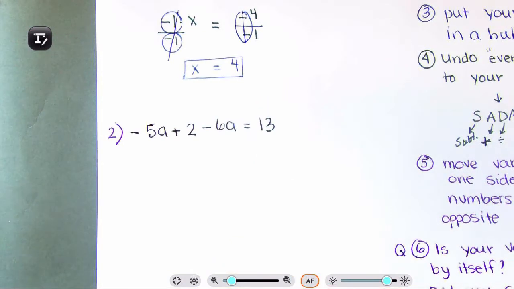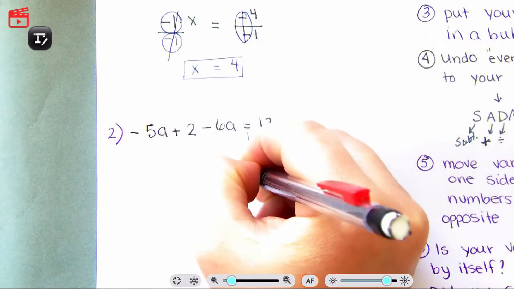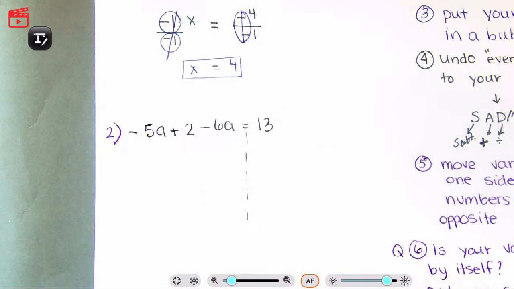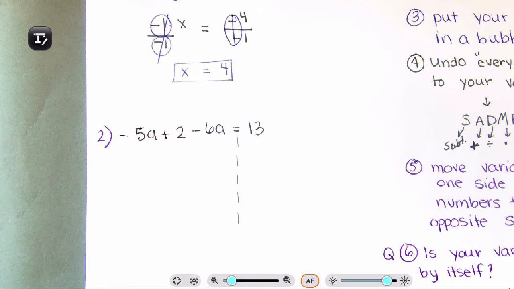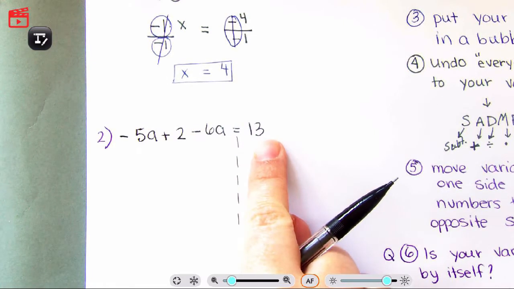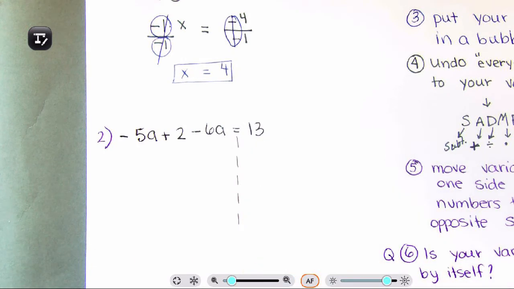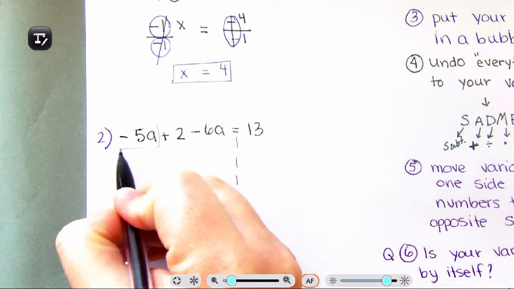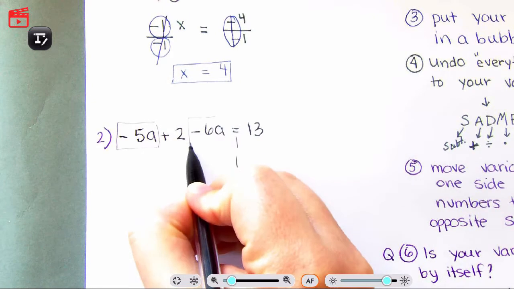Step number 1 is to draw that dotted line. Step number 2 is look at each section and combine like terms. So I'm looking, there's nothing to combine here. 13 is the only number here. Do I have any like terms? I do. I have a negative 5a and I have a negative 6a.